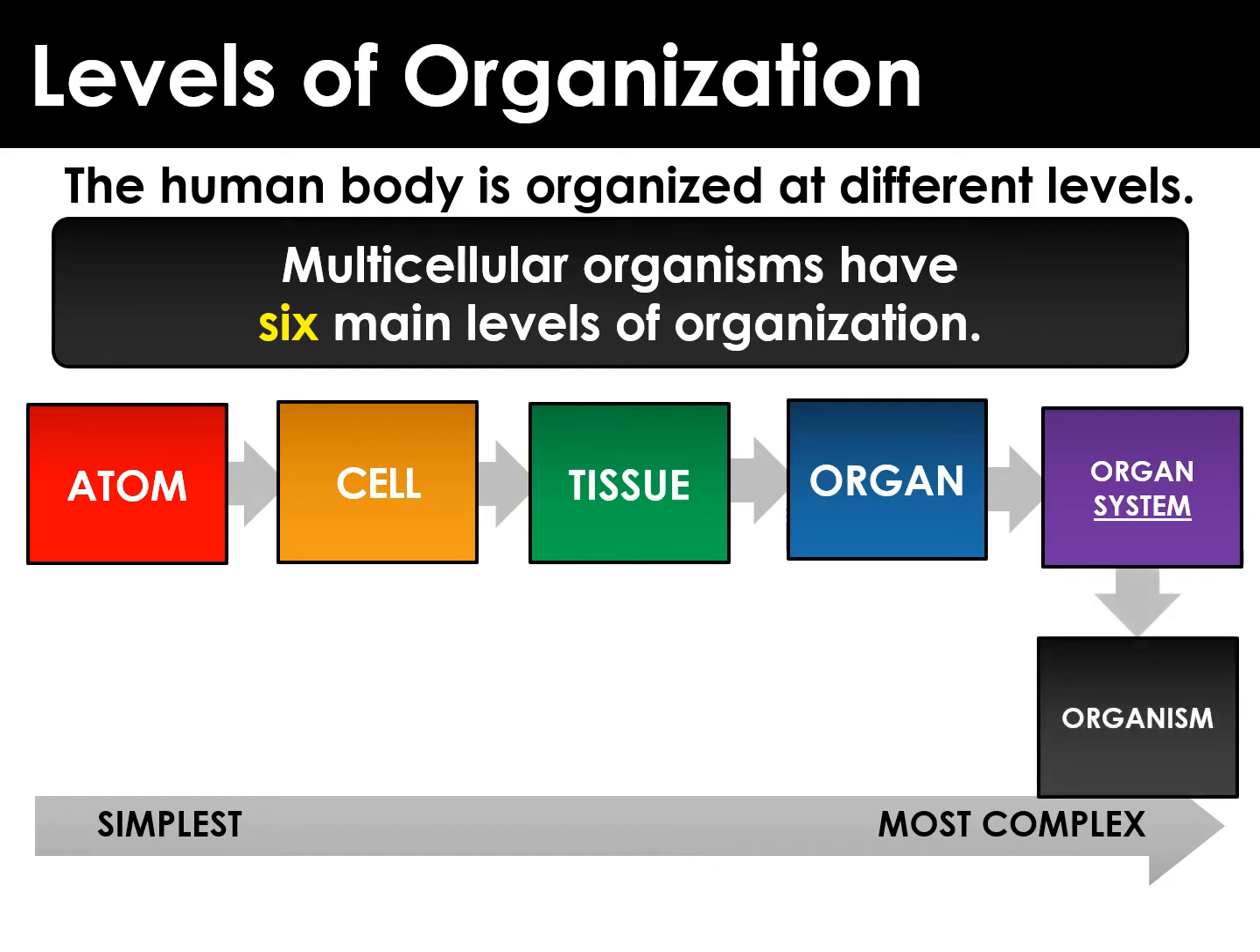And then finally, when we group all of the organ systems together, we form the entire organism. So from simplest to most complex, we have the atom, cells, tissues, organs, organ systems, and then finally the complete organism.